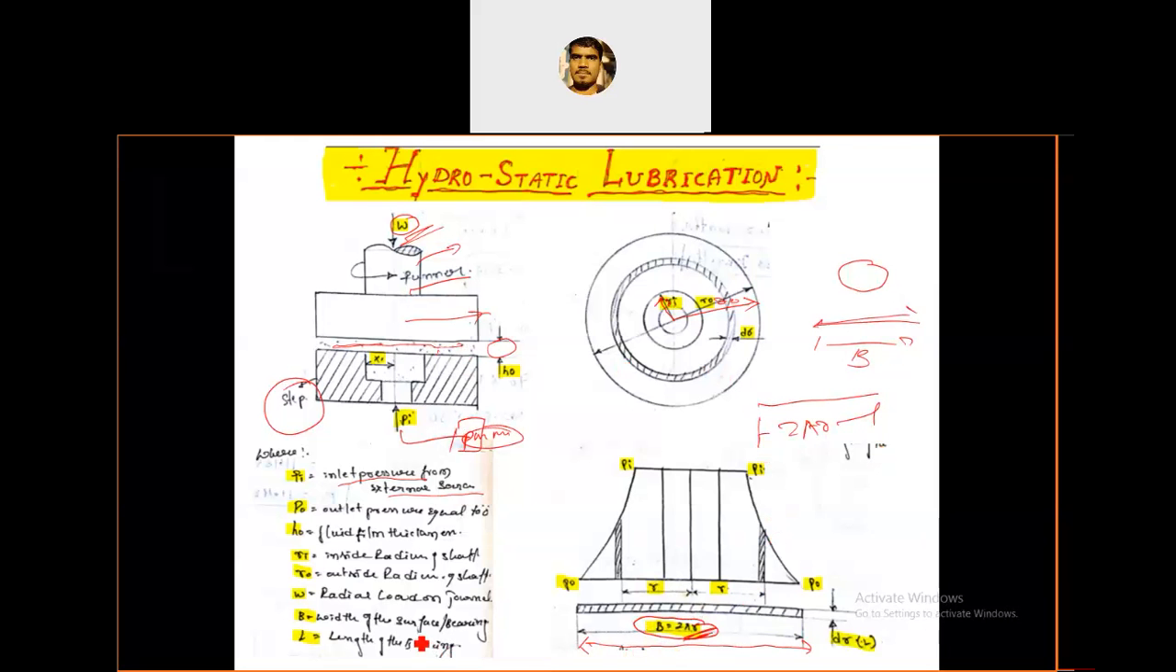And L is the length of the bearing. That is the length of the bearing. This is dr; for a small element, we consider this as dr. That is L. Clear?